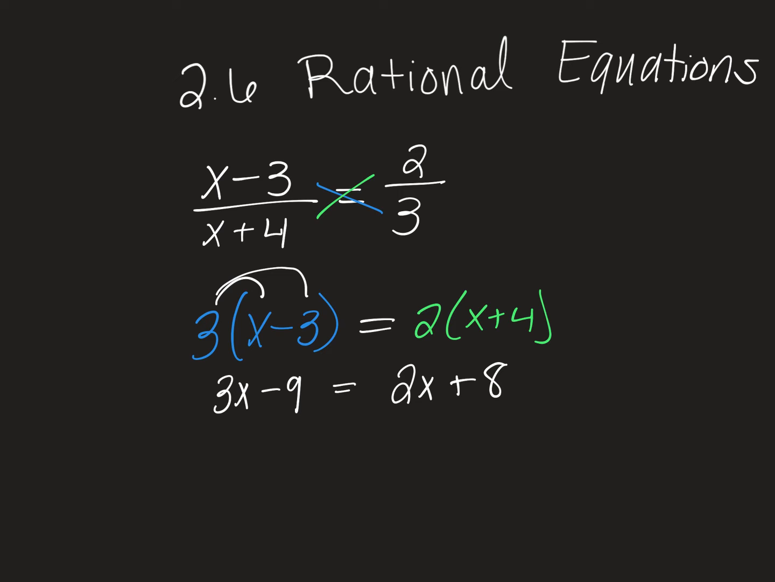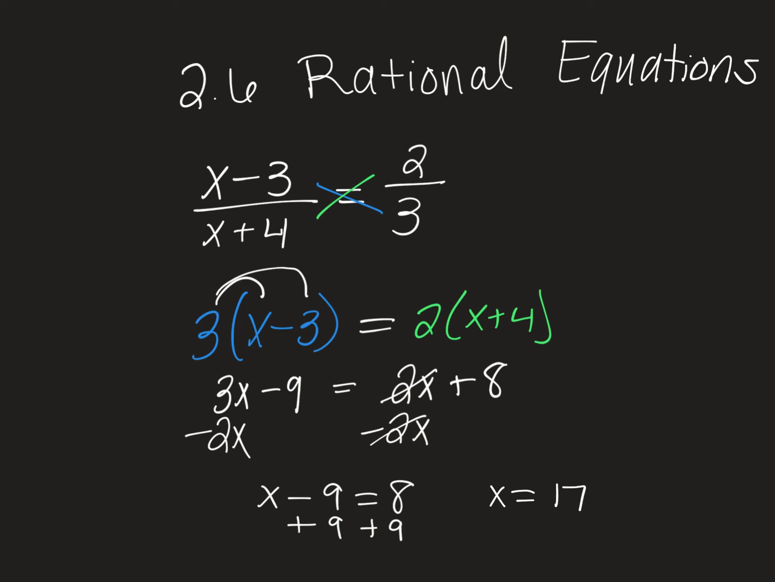So now we know how to solve it from here, right? Add your like terms, move your stuff over. So I'm going to move my 2x to get x by itself on one side. 3x minus 2x is just x. Minus 9 equals 8. Add your 9 to both sides. So x equals 17.